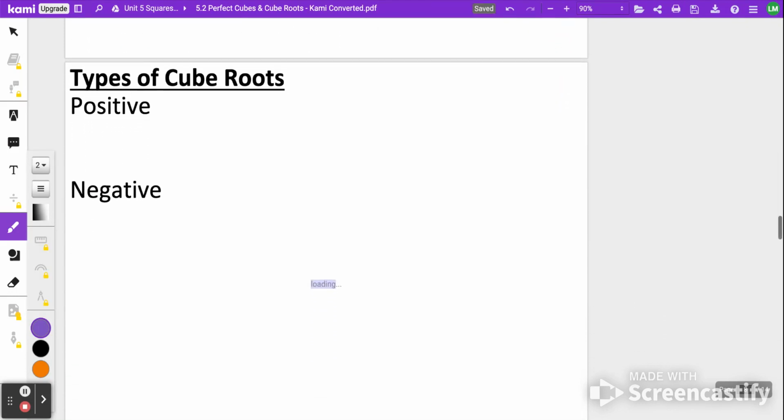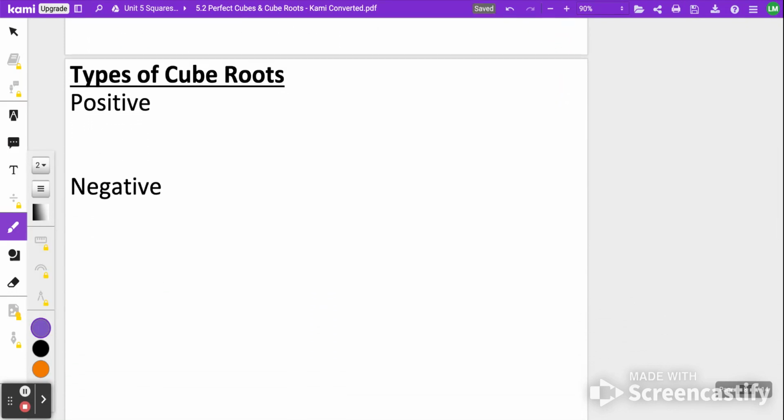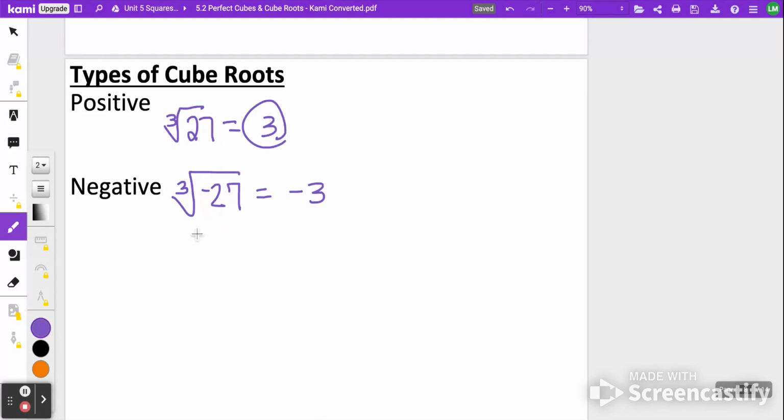So what we're going to do now is talk about types of cube roots. We have 2 types, positives and negatives. The positive cube root is what we've seen so far. So just the cube root of 27, you're going to end up with a positive 3. But sometimes you can have a negative cube root. Notice that the negative is on the inside, and that just means my answer will be negative 3. Here's why. The cube root of negative 27 is negative 3, because when you take negative 3 and multiply it by itself 3 times, you do get negative 27.